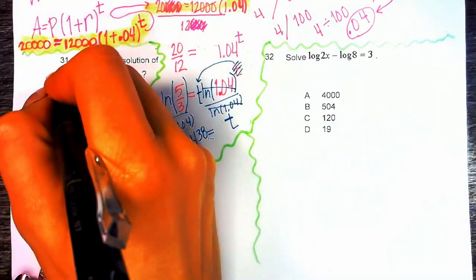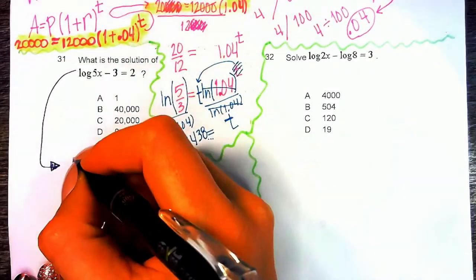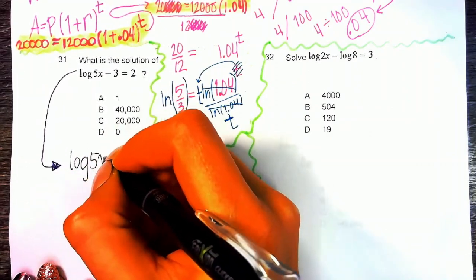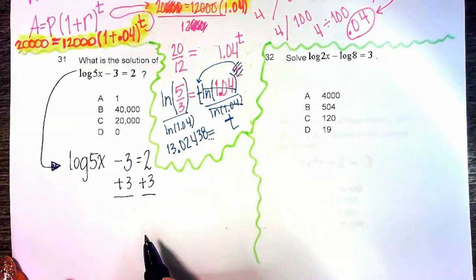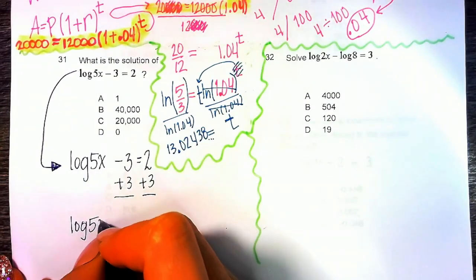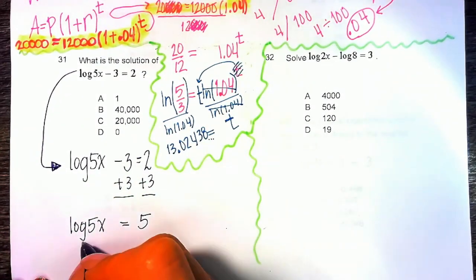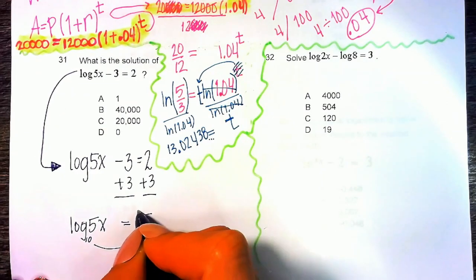Example 31, to solve this, we need to get log of 5x alone first. Make sure you don't accidentally think that it says 5x minus 3 in parentheses because you'll get the wrong answer. If there's no parentheses, don't assume that they're there. Add 3 to both sides, we'll have log base 10 of 5x equals 5.